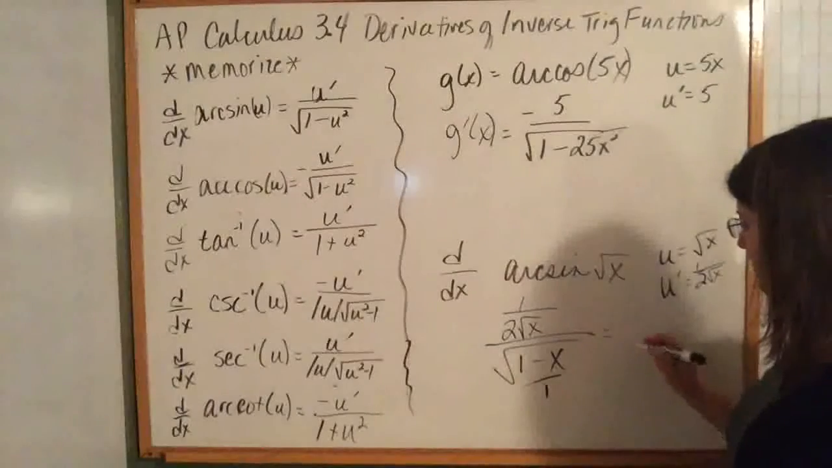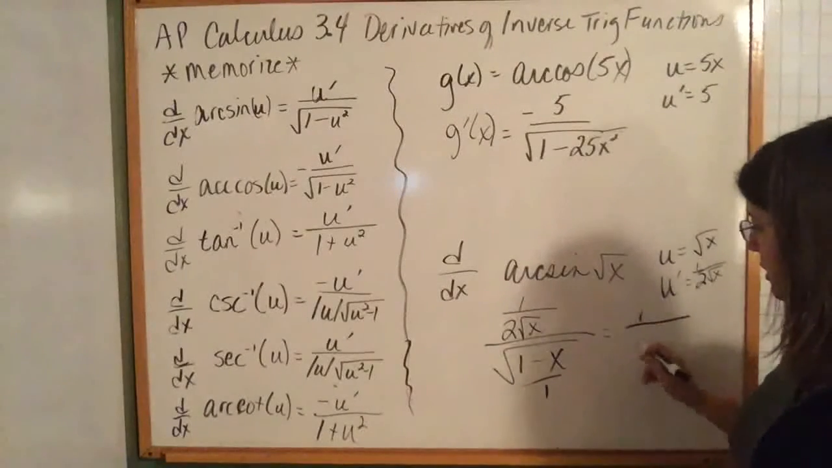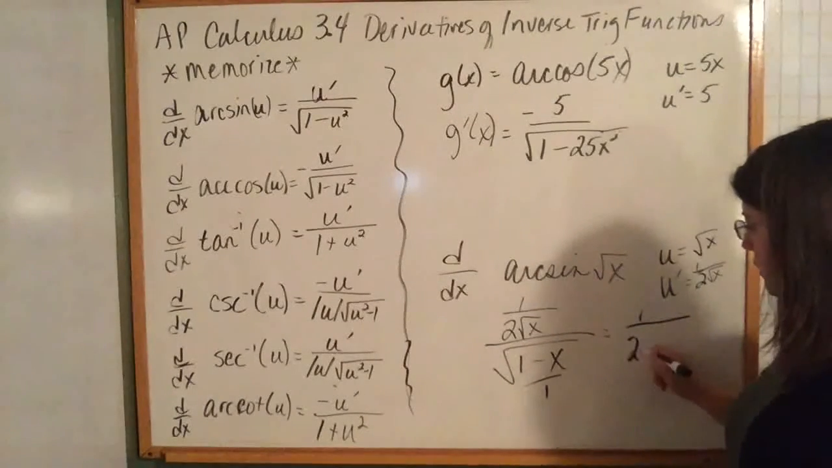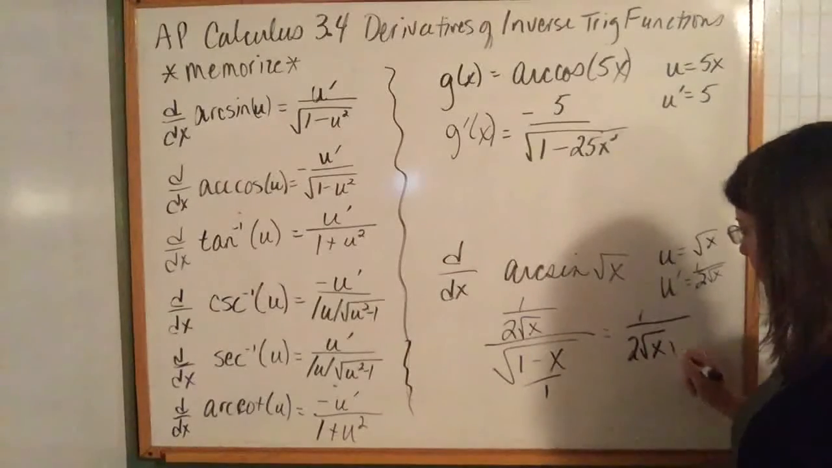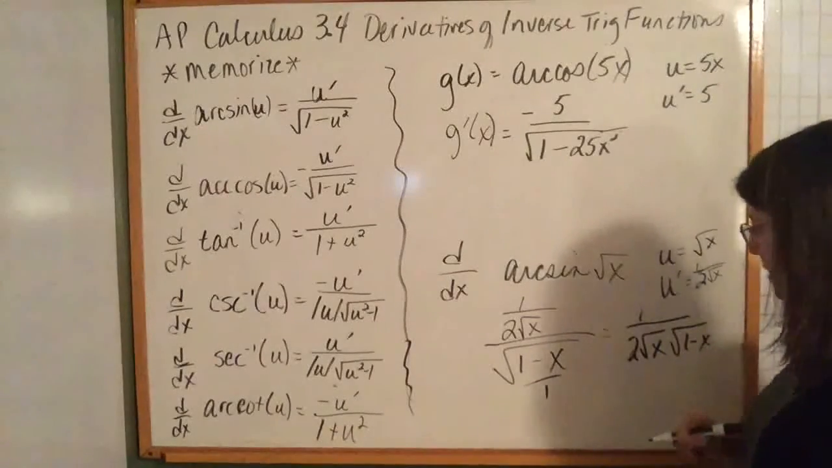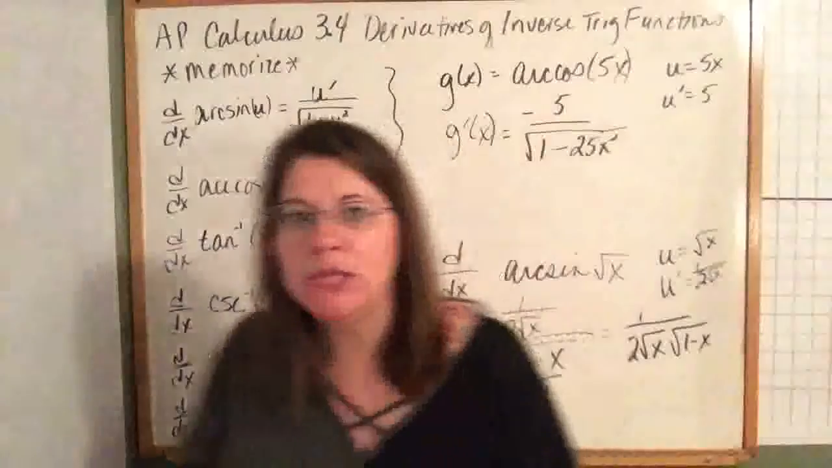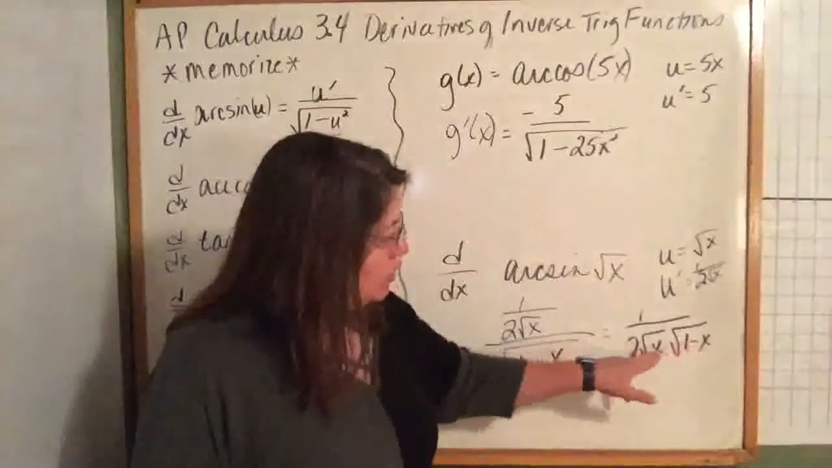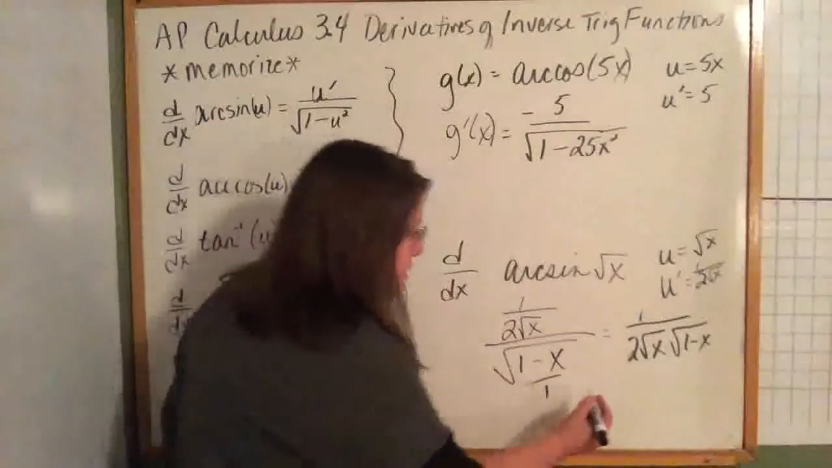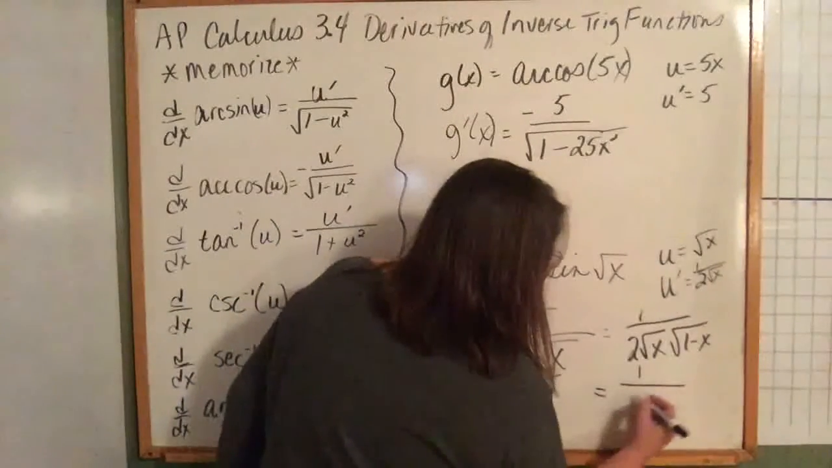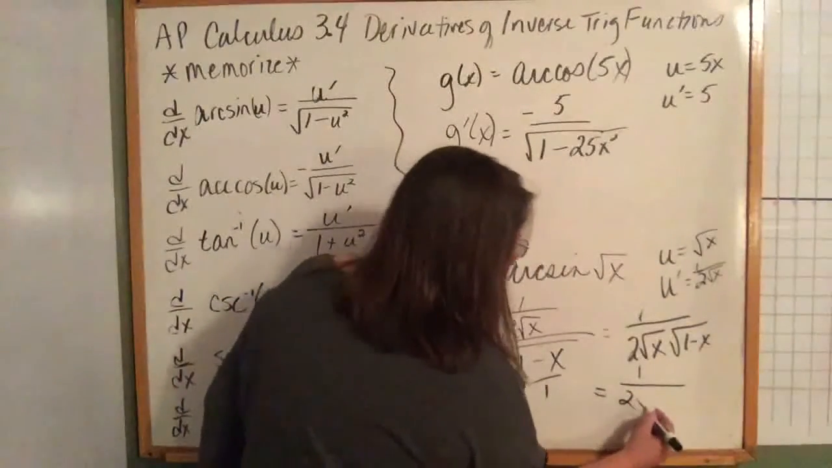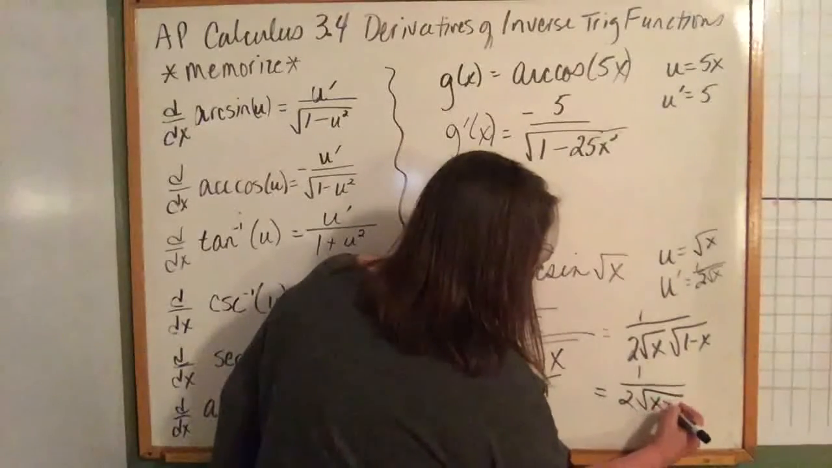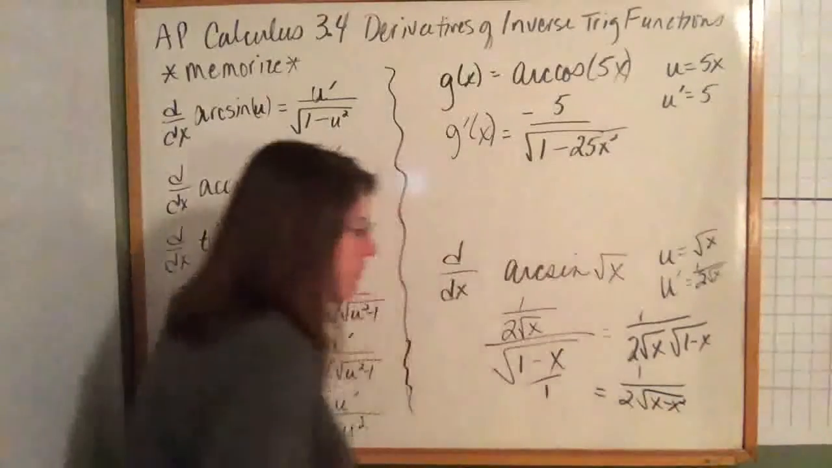So if we invert and multiply, we have 1 over 2 square root of x times the square root of 1 minus x. And since we have two things on the denominator underneath the square root, we are allowed to multiply those square roots together. So that would give me 1 over 2 times the square root of x minus x squared for my final answer.